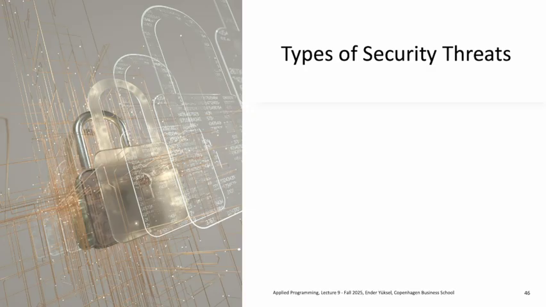Now let's look at the most common types of security threats that web applications face. Understanding these will help you recognize vulnerabilities in your own projects. Injection attacks, like SQL injection. These attacks occur when an attacker sends malicious data to your application, tricking it into executing unintended commands. For example, if your login form sends raw SQL to the database, an attacker could enter SQL commands and gain unauthorized access.